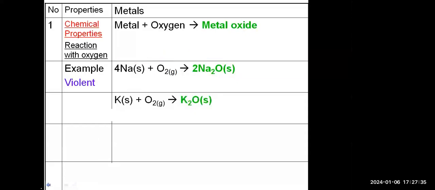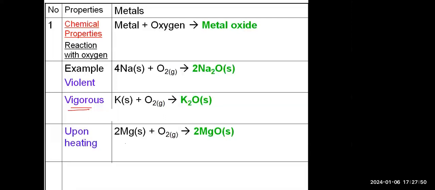The next one is potassium. The reaction between potassium and oxygen is also a vigorous reaction. It takes place very fast. Magnesium and oxygen will give you magnesium oxide. This takes place upon heating. It means you have to take a strip of magnesium and heat it. Once you heat it, it will start reacting with oxygen to give magnesium oxide.